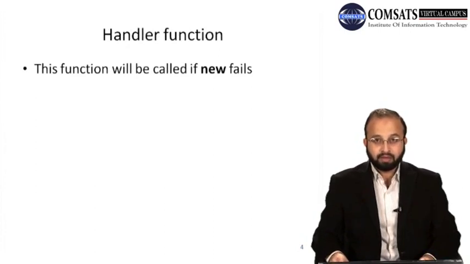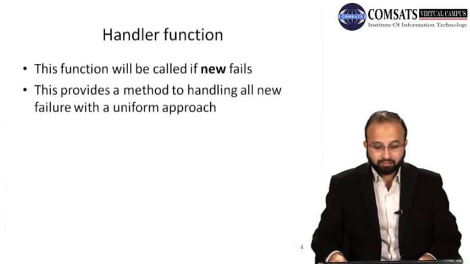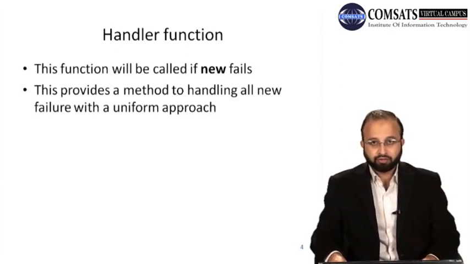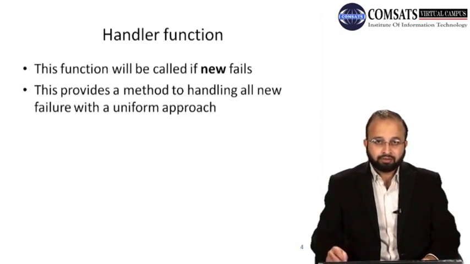If we try to allocate memory using the new operator, any type of memory, and if that operator fails to allocate memory, then the handler function will be invoked. So this provides a method to handle all new failures with a uniform approach. If in your program the new operator is used in 10 or 20 places to allocate memory, then in case of failure of any of those new operators, only the handler function will be invoked. So it provides a uniform approach to deal with all the new operators that are used in your program.